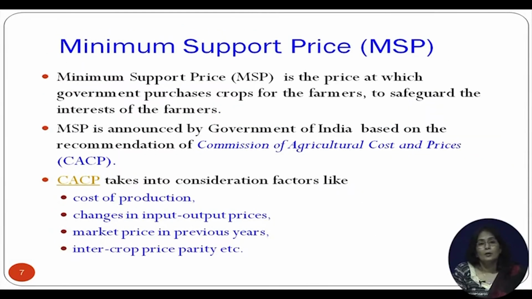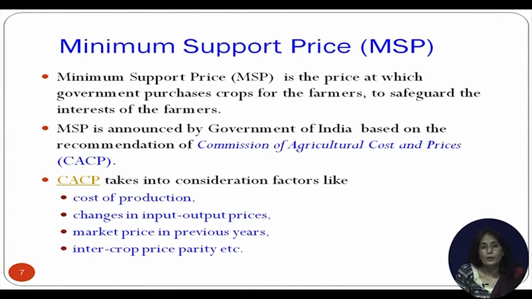Now all of you must have heard about the minimum support price program of Government of India. In fact, it is nothing but contract farming by a government. In the contract farming tradition we discussed just now, the private companies are the counterparty with the farmers, and here in the case of a minimum support price, the government is the counterparty. So minimum support price is the price at which government purchases crops from the farmers to safeguard the interest of the farmers.